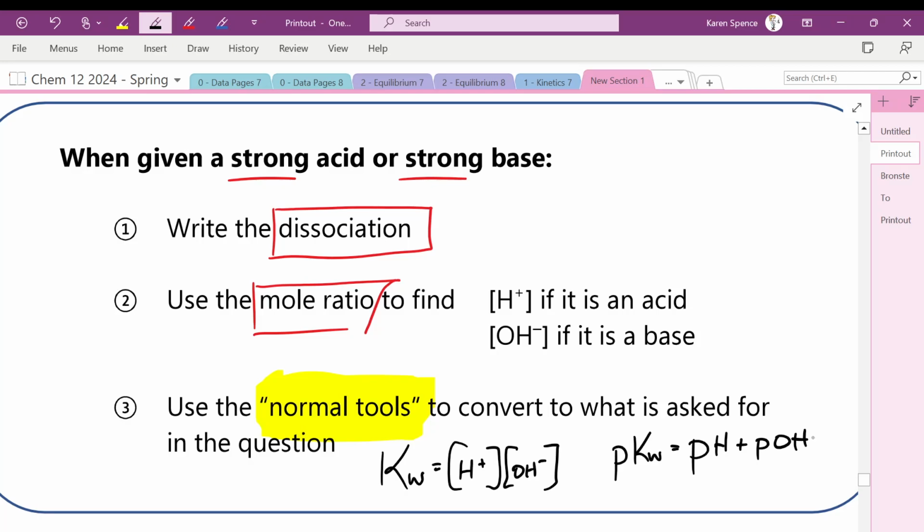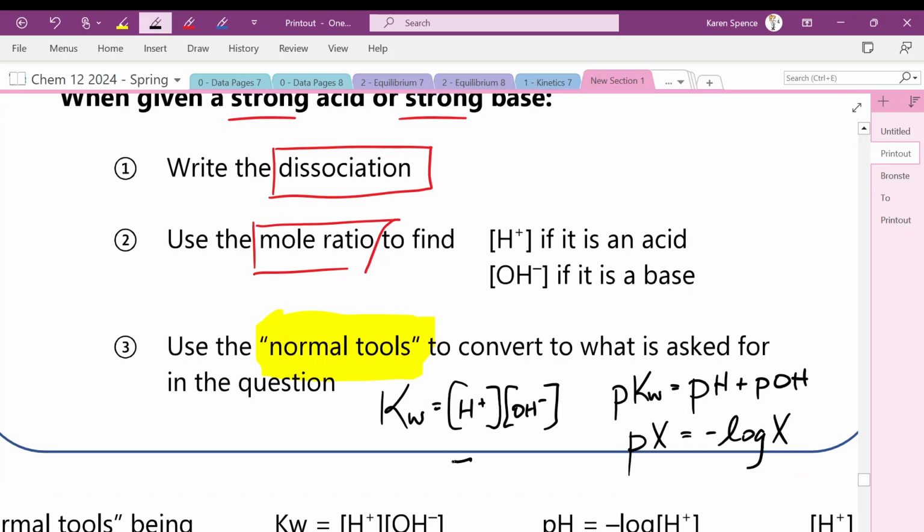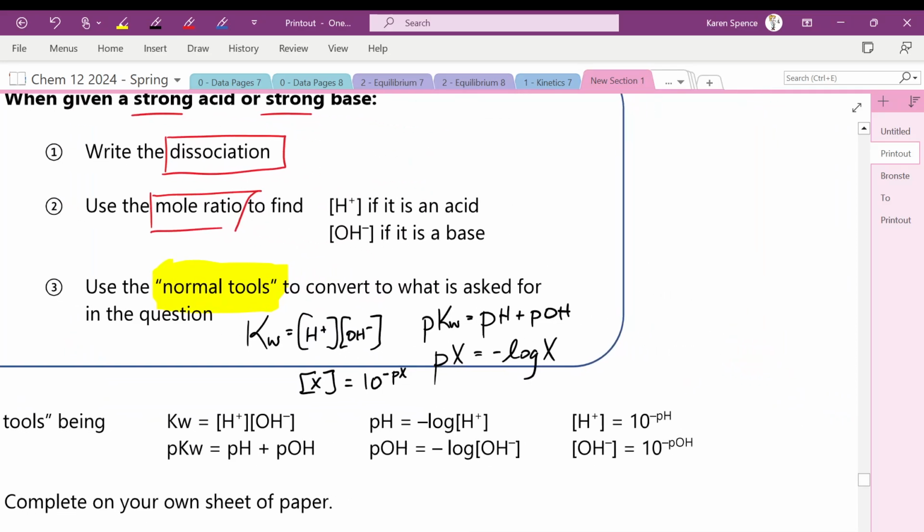And pH, I'm actually just going to call it px because there's pH and pOH. Px is equal to the negative log of x. So that could be H or it could be OH. Okay, so you've got those ones. And you could also have, if you really needed to, that the concentration of x is equal to 10 to the negative px. Yes? Okay. Anyway, they're all written here.